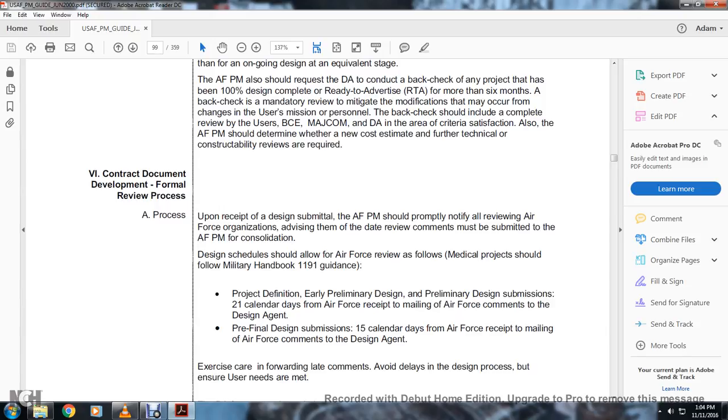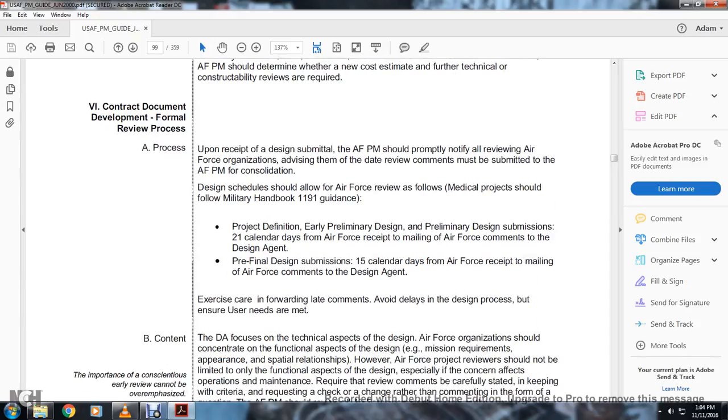Project definition and early preliminary design submission: 21 calendar days from Air Force receipt to mailing the Air Force comments to the design agent. The final design submission: 15 calendar days from Air Force receipt to mailing the Air Force comments to the design agent.